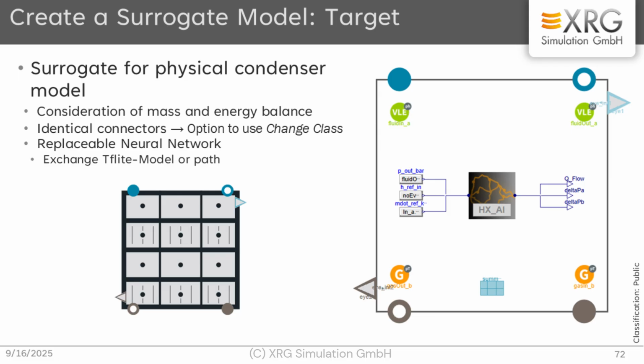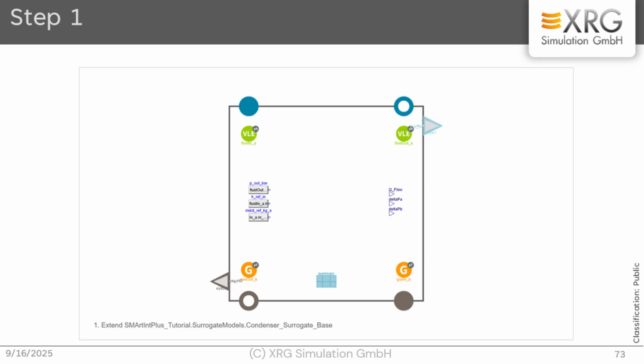Inside of this we have a replaceable neural network. Just by changing the path of the network, we can exchange the neural network behind the surrogate model. So you only have to create this surrogate model one time, and if you train a better neural network, you can just exchange the path to the network and still use your surrogate model. So you don't always have to create a new surrogate.